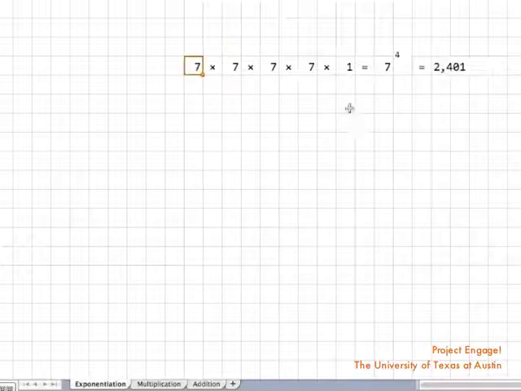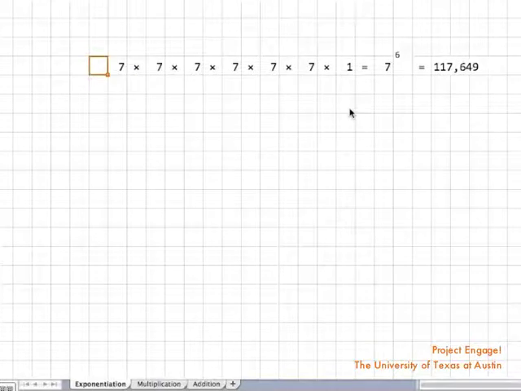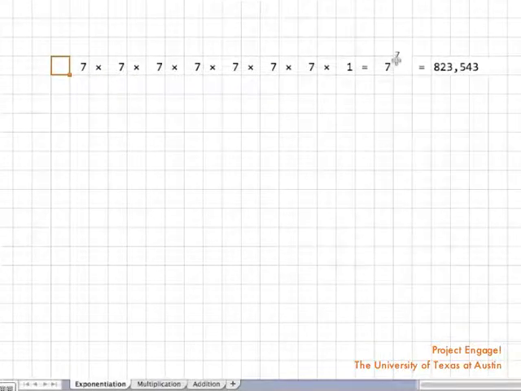As we add these on, notice that this chain of multiplication gets much, much longer. However, the exponentiation notation is a compressed form of this. These mean the same thing. This means take 7 and multiply it by 1 seven times. And so does this, only this is a more compact form.